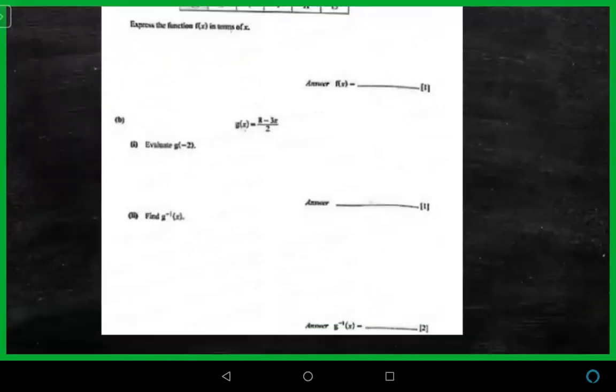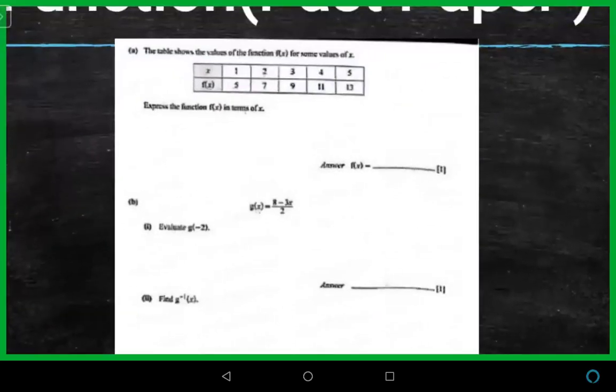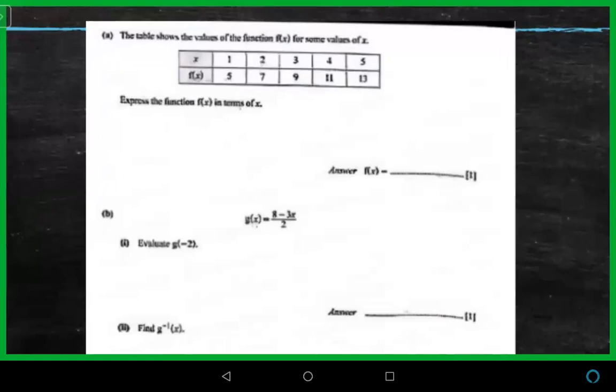Okay, in part B, we are moving toward part B. In part A, what is part A? Okay, we are at part A. The table shows the value of function f(x) for some values of x. Express the function f in terms of x. So we have to express the function.